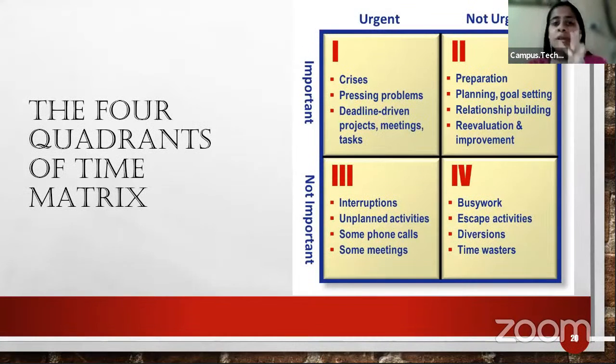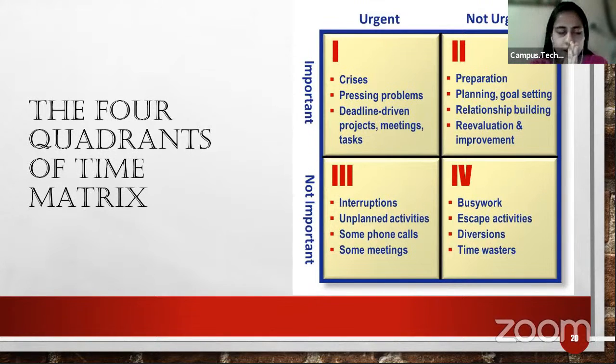But before that, I just want you to have a look at the four quadrants of time management. Though we have already done this earlier, this is divided into four different things. That is quadrant 1, that is urgent and important. Quadrant 2, that is not urgent and important. Quadrant 3, that is urgent but not important. And quadrant 4, that is not urgent, not important.